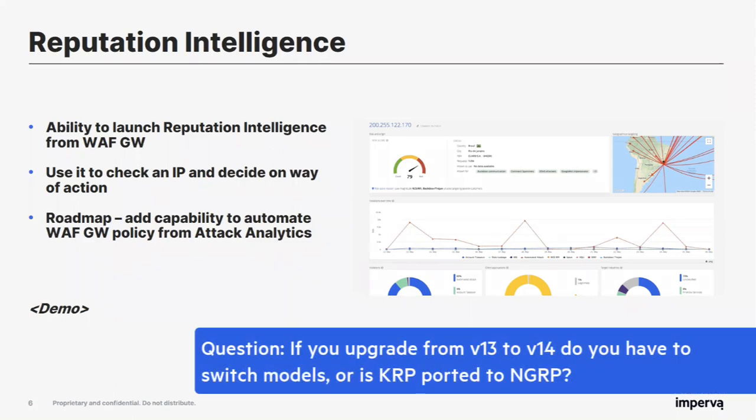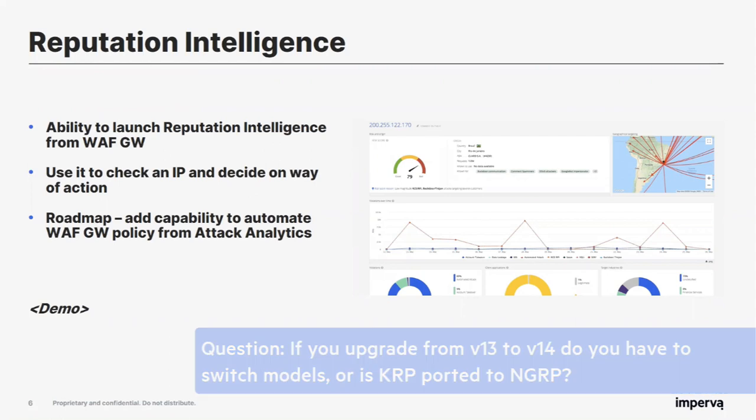A couple of questions for you. One, if you upgrade from version 13 to 14, do you have to switch models, or is KRP ported to NGRP? If you upgrade from version 13.6 or 13 to version 14.1 and you were on KRP, you will be moved to NGRP. You'll see a Gen 2 sign next to that, and you will be on NGRP. You won't be able to use KRP anymore, and you'll get the ability to use all the advanced ciphers I was talking about.